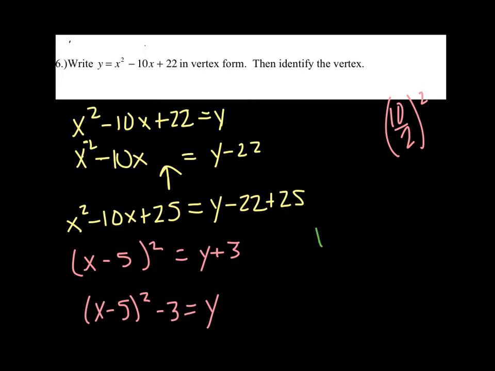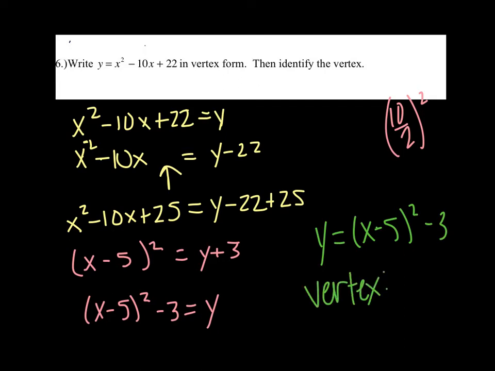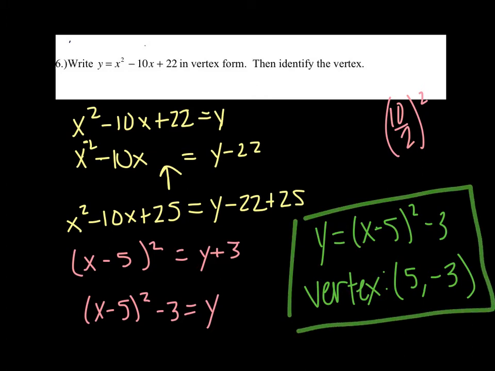I'll just write it over here. y equals x minus 5 squared minus 3. So our vertex would be, h is positive 5. k is negative 3. Remember, the inside is always opposite. So that's it. So the process is still the same. It's just that you can't make the y a 0 in this case. You have to sort of leave the y there and just work around it.